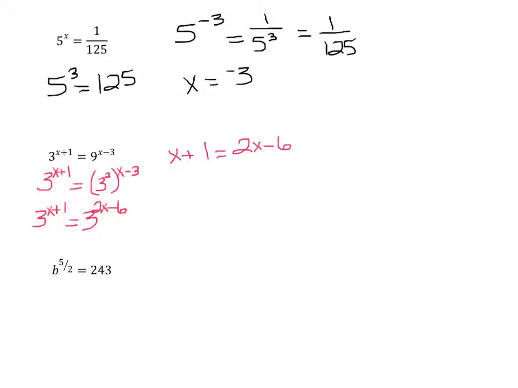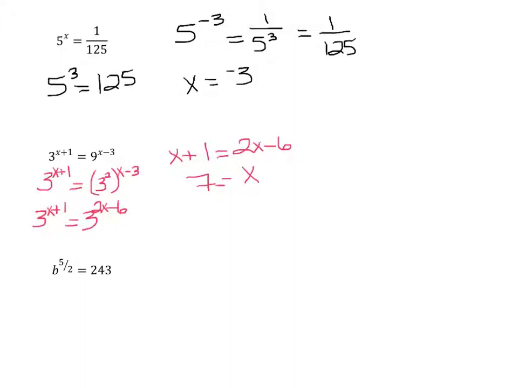So solving here, I will bring x over and get just x on the right-hand side. And I will add 6 to both sides and get 7. So in this case, x is equal to 7.